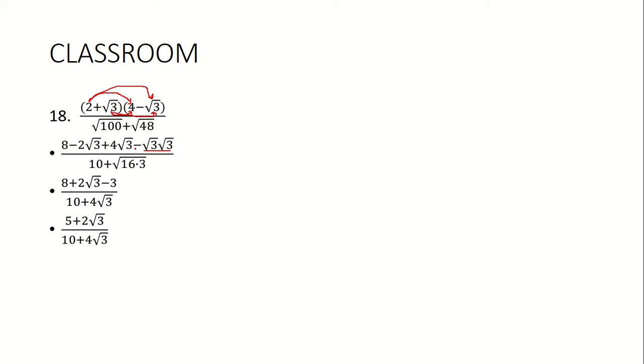For the 48, the perfect factor is 16. When you find the square root of 16, it will give you 4. In the numerator, there's nothing I can do, but in the denominator, I can take out a common factor of 2. So I will be left with 1 over 2.